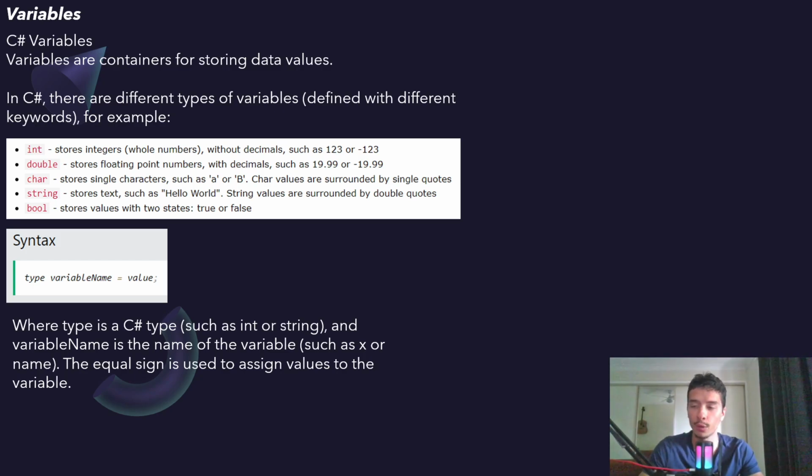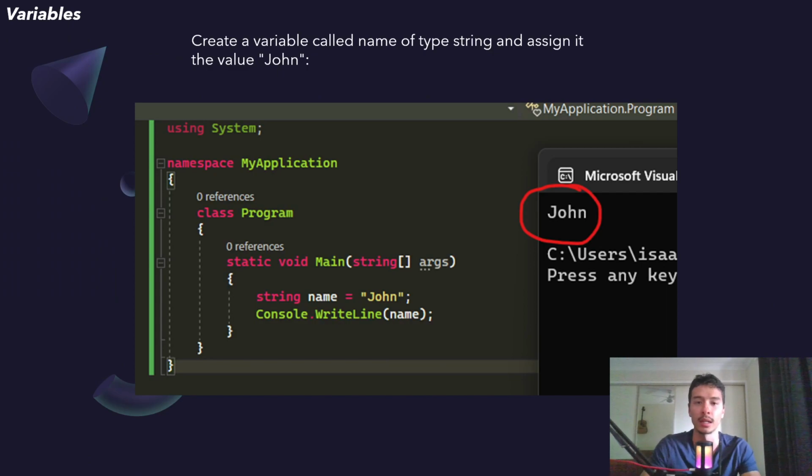So the syntax for declaring a variable would be the type, and then the variable name equals the value you're putting in. So for example, it's int, and then the variable name would be int cookie equals 3. So there's 3 cookies or something like that. I don't know. For example, where type is the int or string, and the variable name is the name of the variable, such as x or name. The equal sign is used to assign the value to the variable.